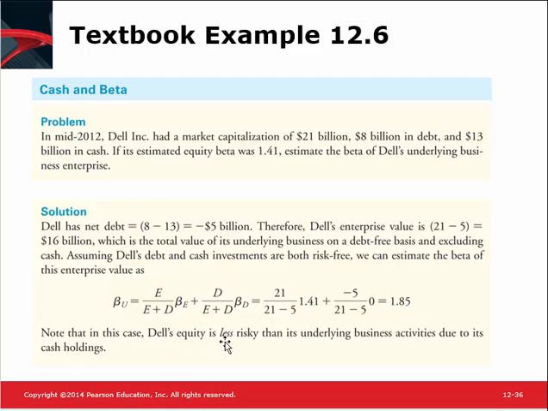So Dell's equity is less risky than its underlying business activities. The beta is less because in the end we also have this cash element that we can attribute to the company itself.